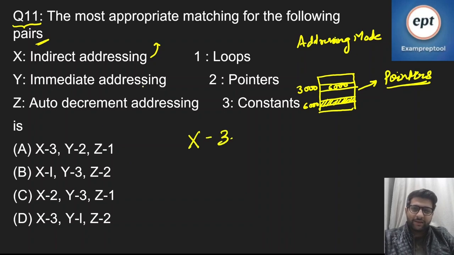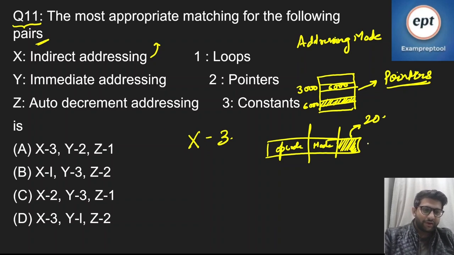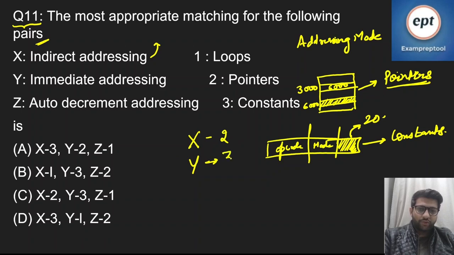The second one is immediate addressing. So what is immediate addressing? If this is an instruction, the opcode, the mode, and the value will be stored inside the instruction itself. So let's say a value 20 is stored here itself. These types of instructions are used while using constants. Here, the pointer one was 2, and y will be matched to constants. And the left one is 1.